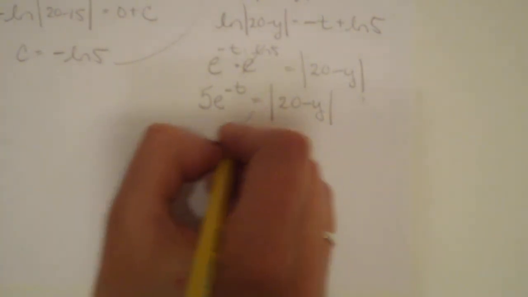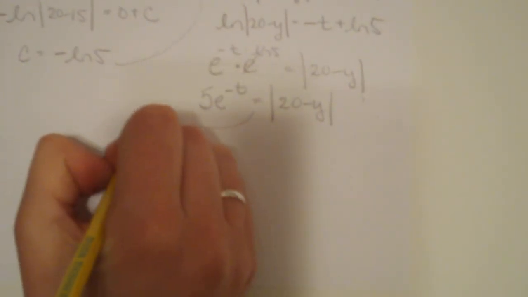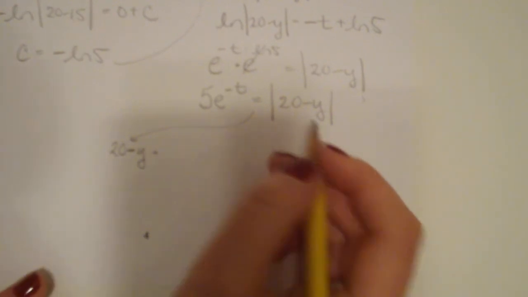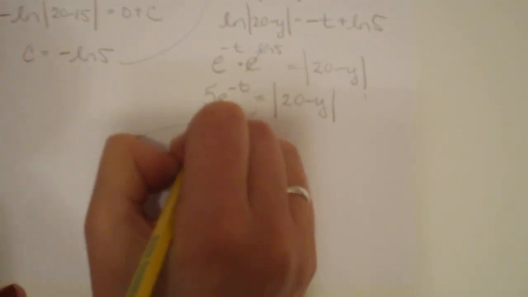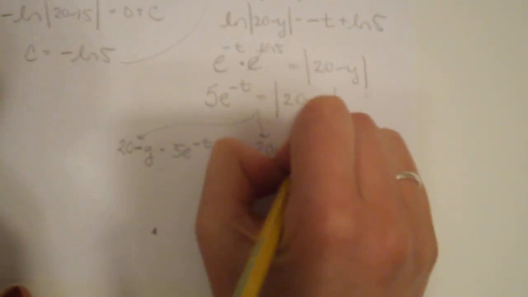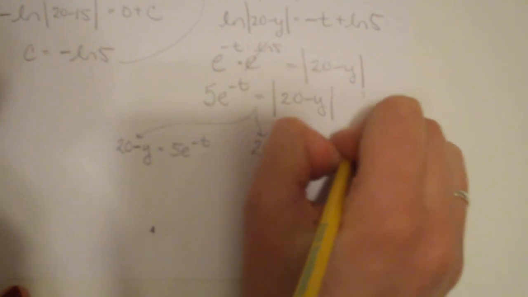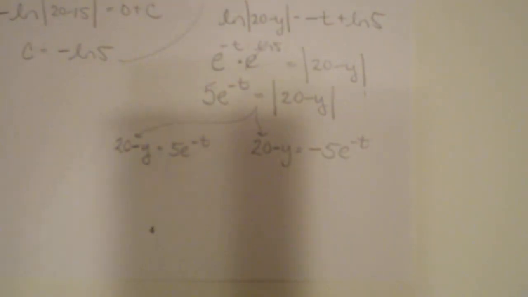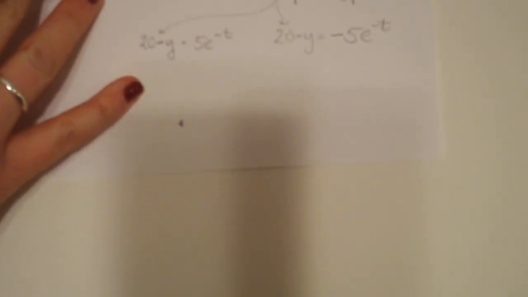So what I'm going to do, I'm going to split 20 minus y is equal to positive 5e to the negative t, and I'm going to have 20 minus y is equal to negative 5e to the negative t. Okay, sub back into my given point, and I'm going to see which equation works for me. So if I look at this, let's see here. It looks like there might be a shadow on the page. I'm trying to get that out of the way. So I'm going to sub back in with my original point, which was 0, 15.